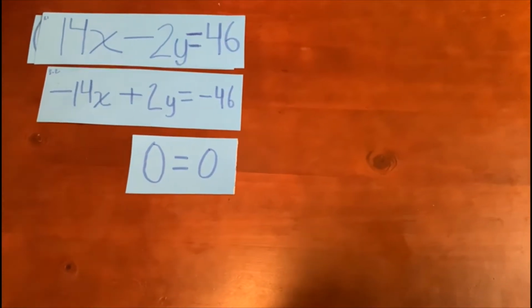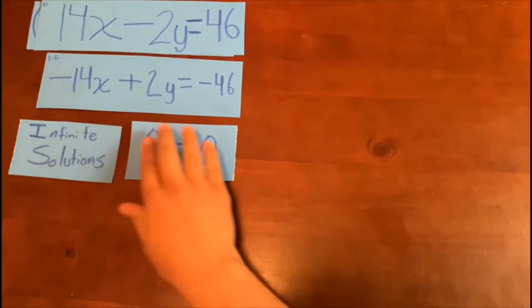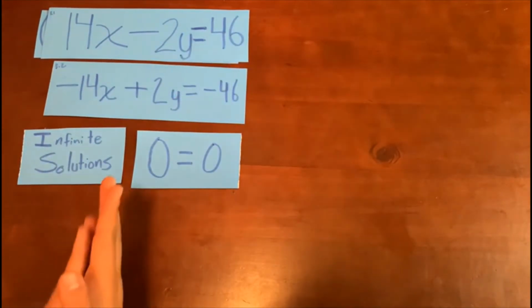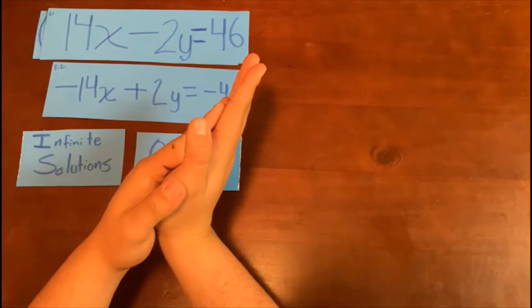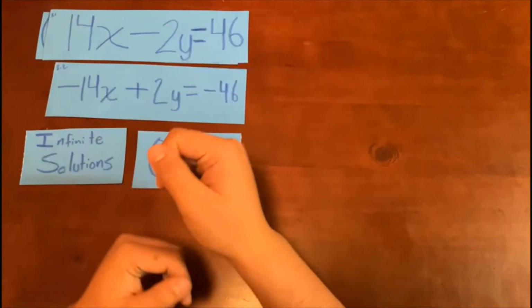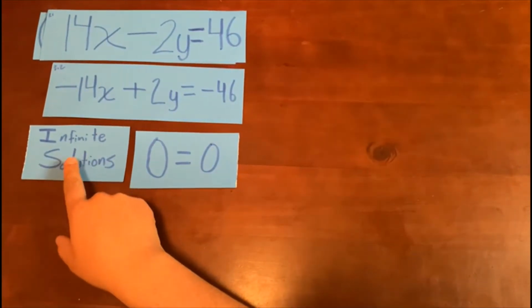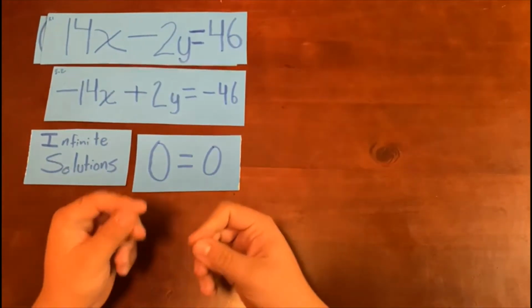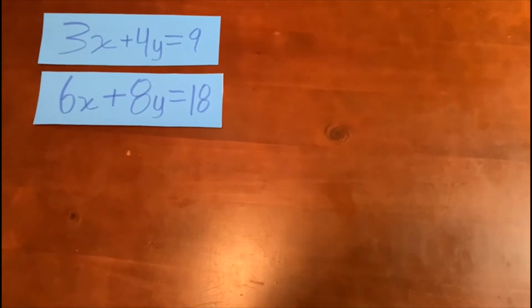So what does this mean? It means that we have infinite solutions. So these are two lines that are going the same way. They basically are the same lines, therefore they have infinite solutions and are equal to each other.